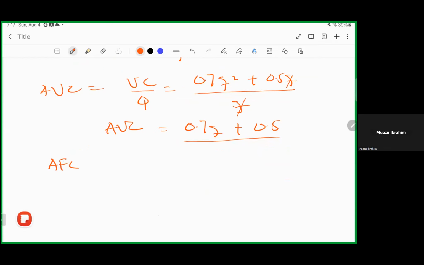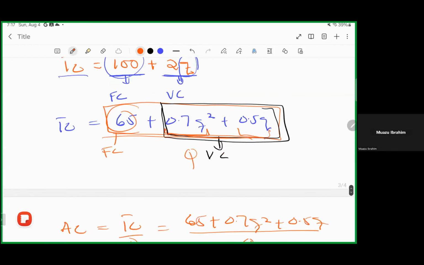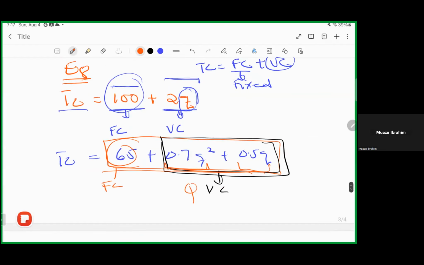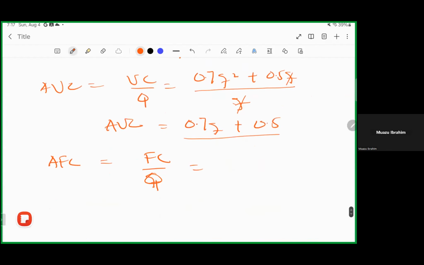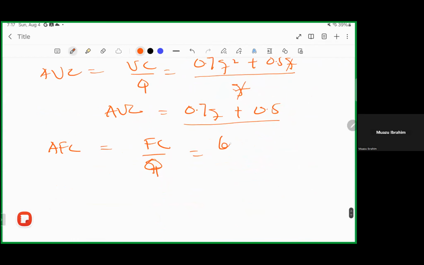Average fixed cost. Remember, average fixed cost should be fixed cost divided by Q. And what is fixed cost from the total cost function? Remember, we said it is 65. So it will be 65 divided by Q. So this is the average fixed cost, and this is the average variable cost.